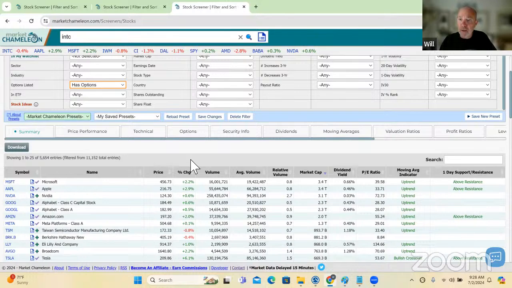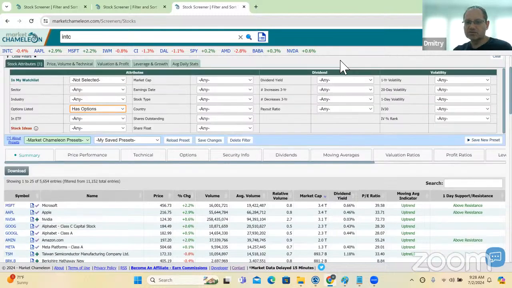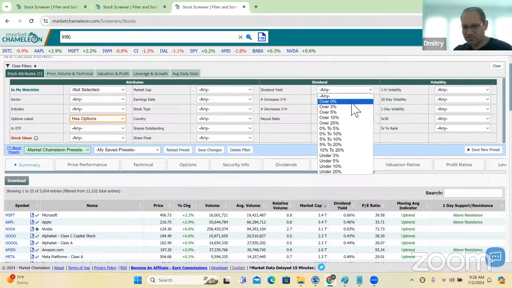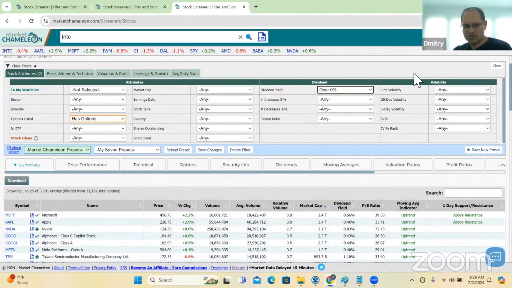How do you get the stocks that also have dividends? Is there a drop down there too? Yeah, you can just look at dividend yield and sort by it, say over 0. So there you go. Then you've got 3,100. That means they paid some dividend. And then you can play around with these.